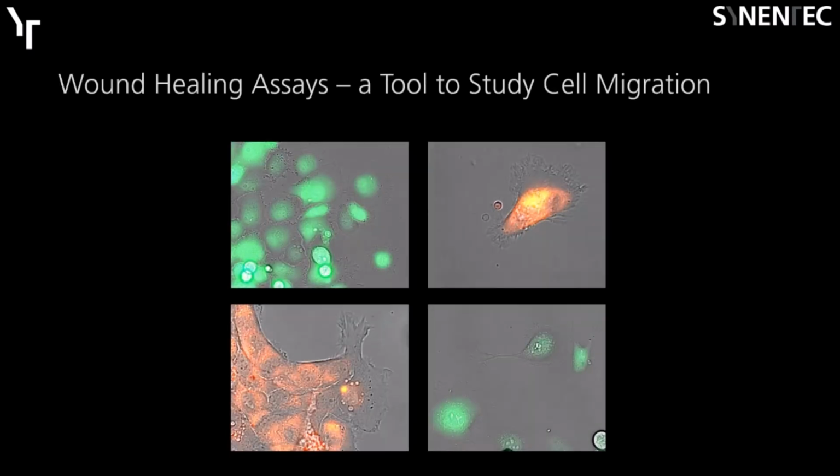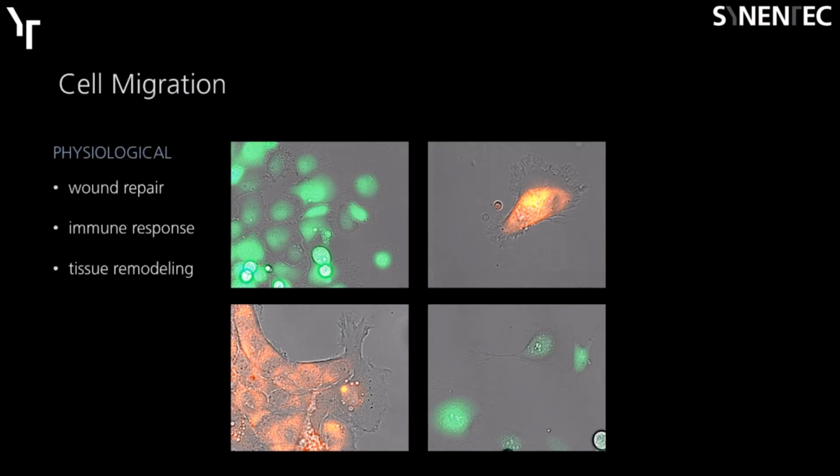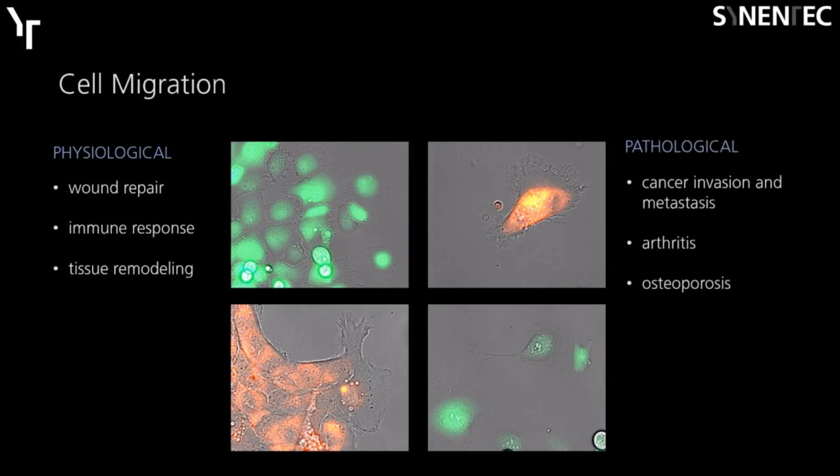Wound healing assays are mainly used to analyze the migration of cells, a process that is involved in a lot of physiological conditions like wound repair, immune response, or tissue remodeling. But migration is also relevant in pathological processes like cancer, invasion, and metastasis, and therefore assays analyzing migration could be an interesting readout in the screening of drug candidates.